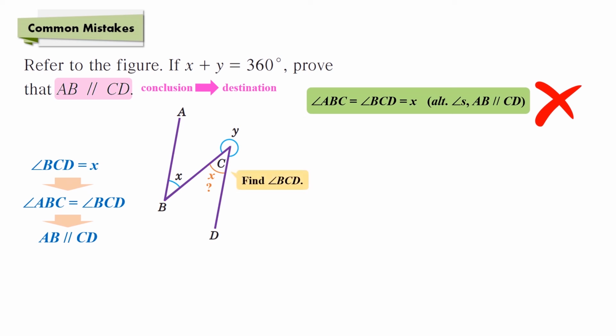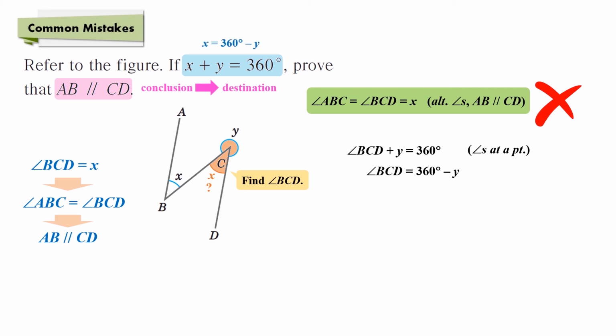We have angle BCD plus y equals 360 degrees. The corresponding reason is angles at a point. Then, angle BCD equals 360 degrees minus y. Since it is given that x plus y equals 360 degrees, x equals 360 degrees minus y too. Angle BCD equals 360 degrees minus y also.